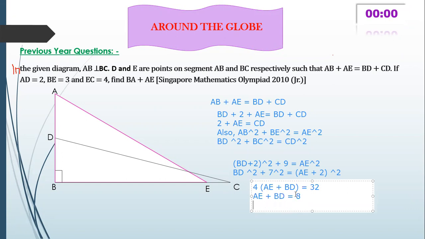Now what was your question? To find AB plus AE. AE plus BD is 8. BD plus 2 is AB. So you have to just add 2. AE plus AB is equal to 10. So this is Singapore 2010 and the answer is 10.